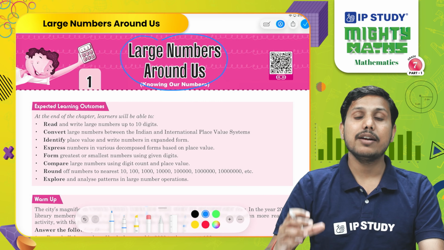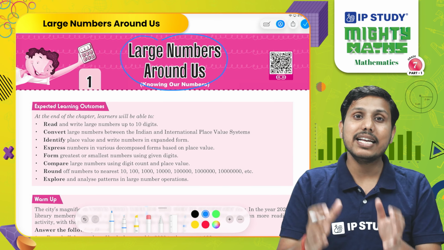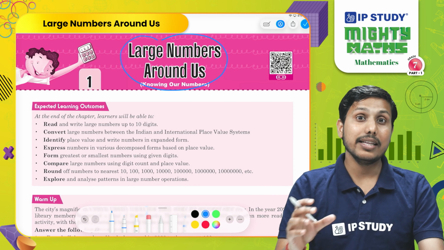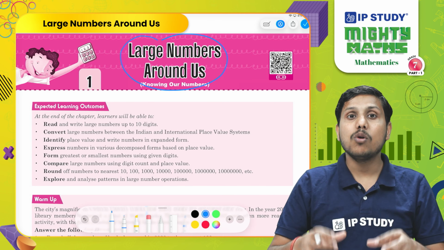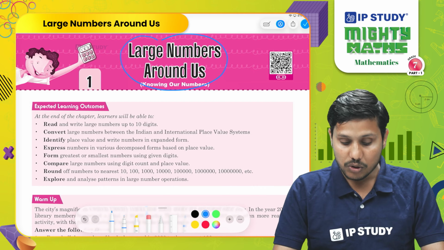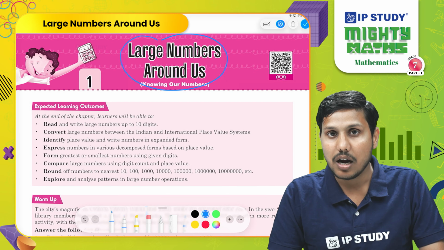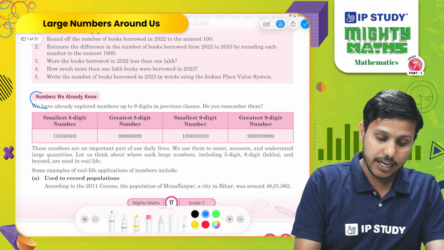Then we'll understand what the international place value system is and what the relation between the Indian and international place value systems is. And then we'll understand how to compare numbers, how to round off numbers, and how to estimate the sum or product of two numbers. So without wasting time, let's start with the first topic, which is numbers we already know.